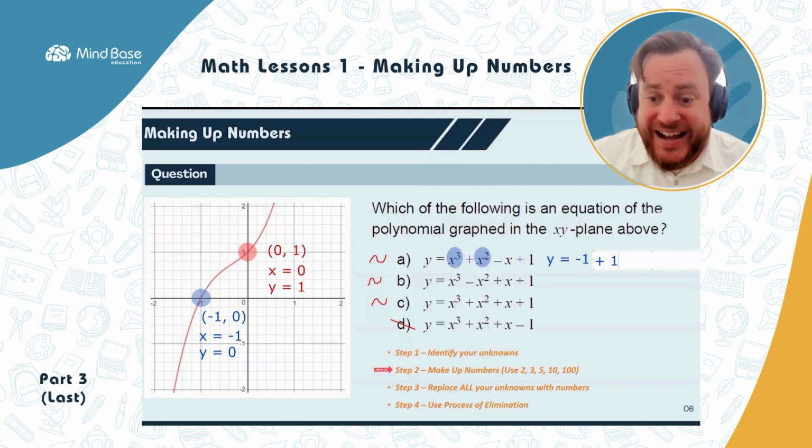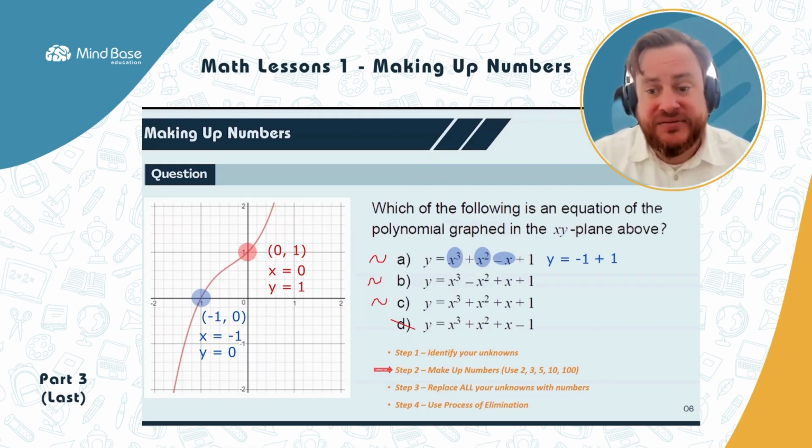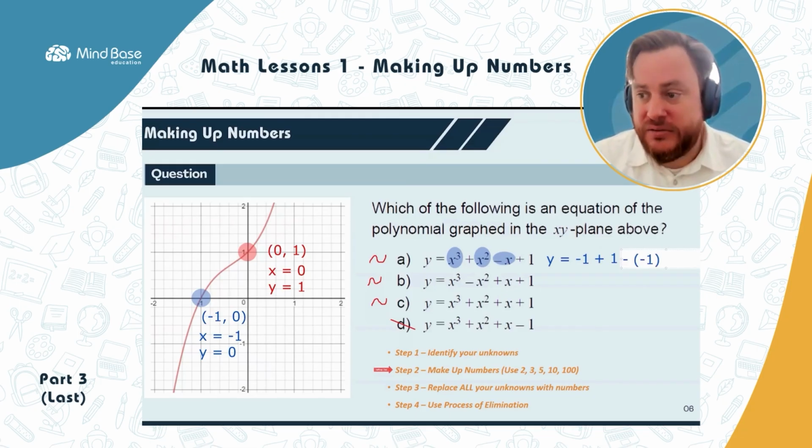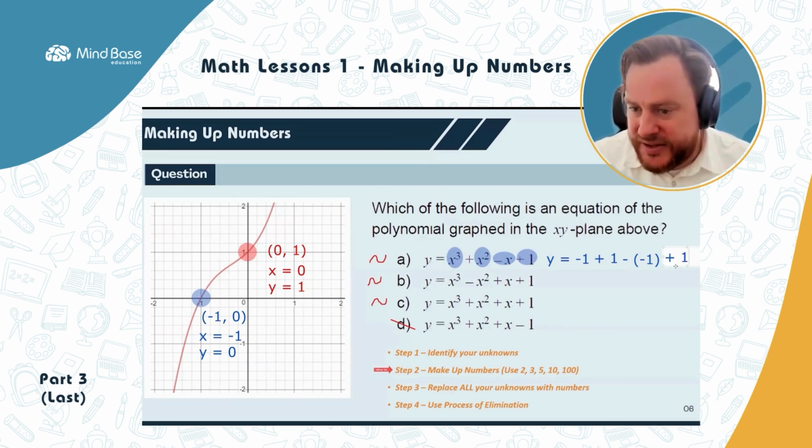Now I have minus x. Now you have to be careful here because it's minus, but our x value is -1. And then we have our constant here, +1. So I'm just going to tack that on, +1. So now let's evaluate this.